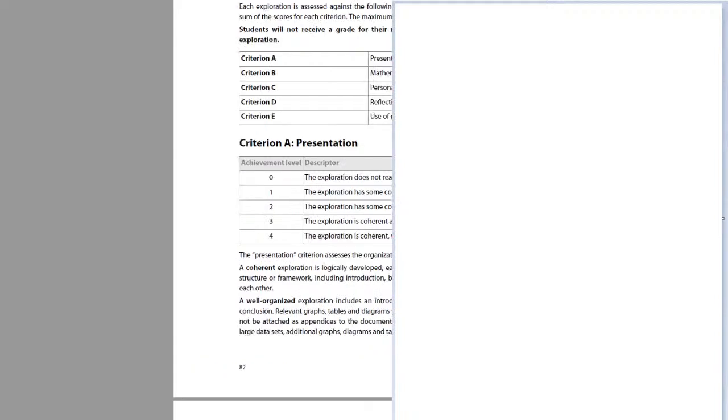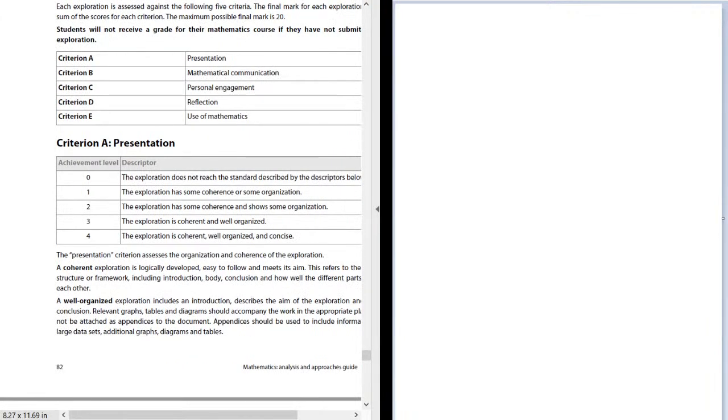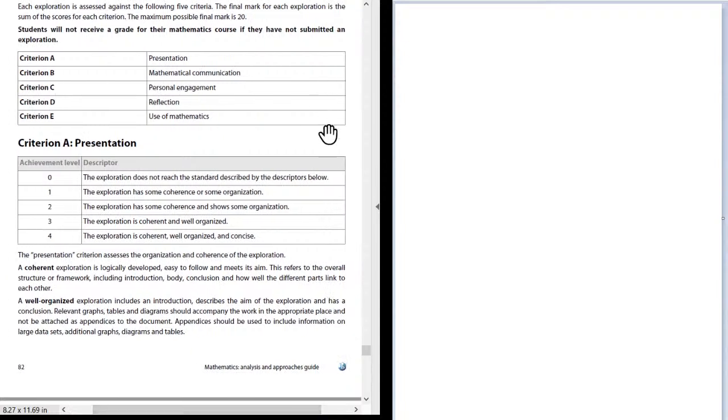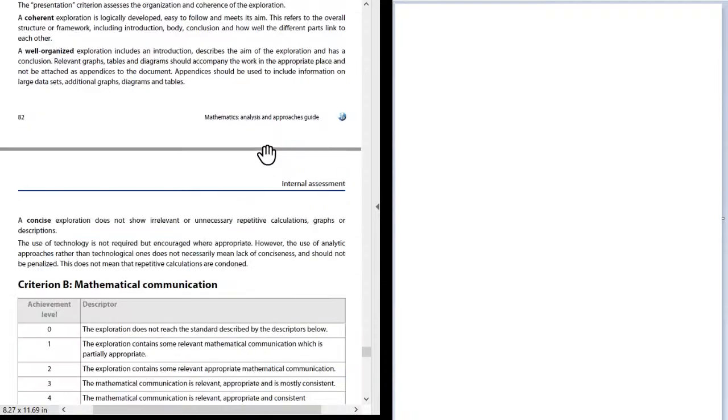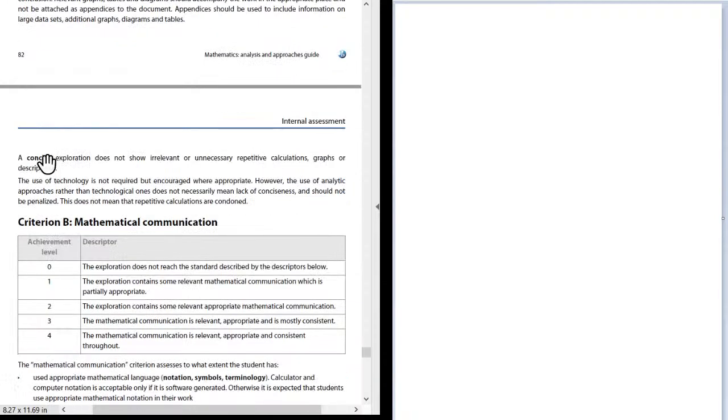This refers to the structure or framework, including body, conclusion, and how all the different parts link together. So it's about being able to follow the logic, and everything makes sense. A precise exploration does not show irrelevant or unnecessary calculations, graphs, or descriptions.